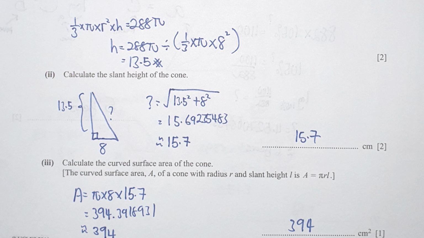As for the next part, calculate the curved surface area of the cone. A equals pi times 8 times 15.7. After correcting your answer to 3 significant figures, it should be 394 centimeter square.